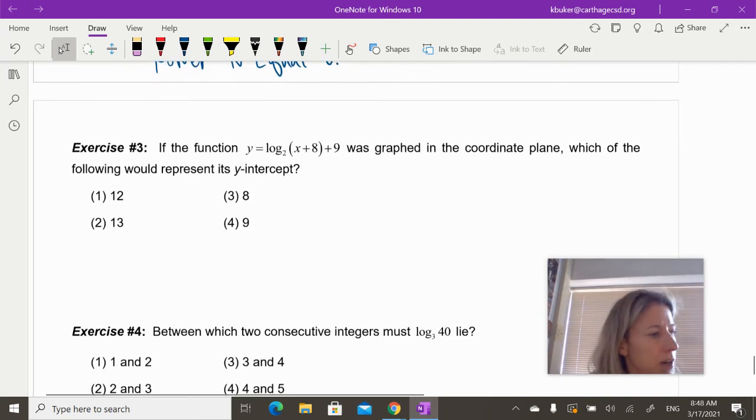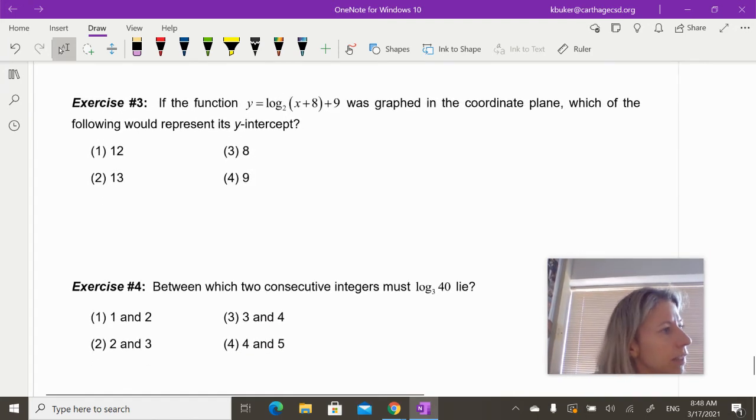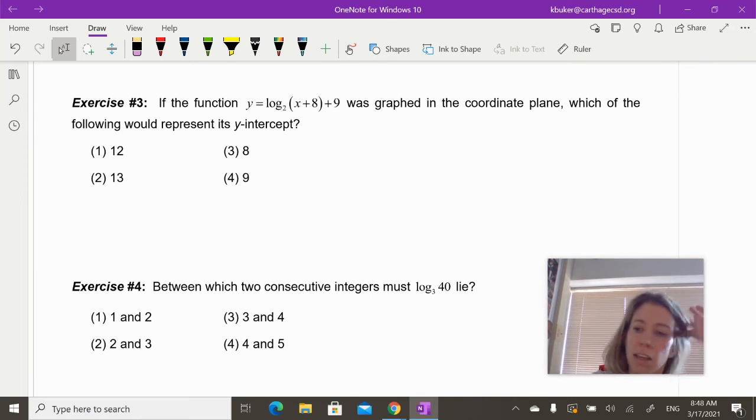All right. The next page is the last page of notes, and these problems look a little bit different. It throws in some other stuff that we've learned and mixes in some other stuff with logs. So it gives us this log function, and it looks a little bit more complicated. Which of the following would represent its y-intercept?